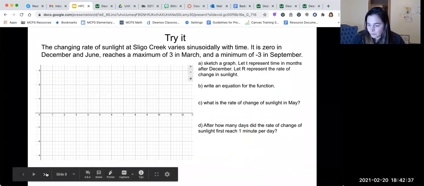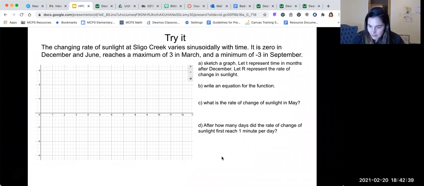Okay. Go ahead and pause the video, try this one. Changing rate of sunlight at Sligo Creek varies sinusoidally with time. It is 0 in December and June and reaches a max of 3 in March and a minimum of -3 in September. Sketch a graph, write an equation, find the rate of change, and then figure out after how many days the rate of change of sunlight first reaches 1 minute per day. Go ahead and pause the video, try the problem, see what happens.